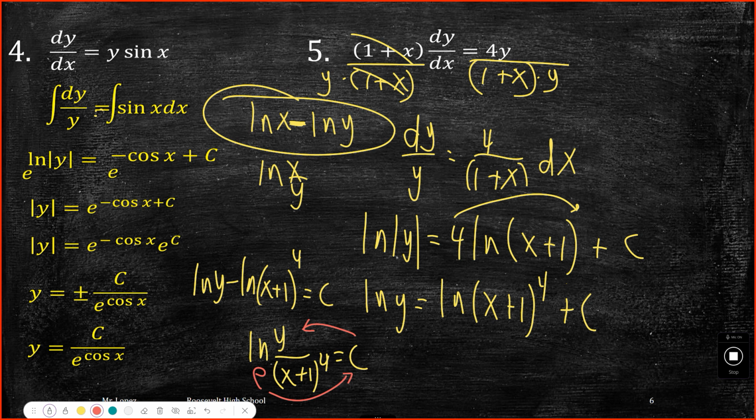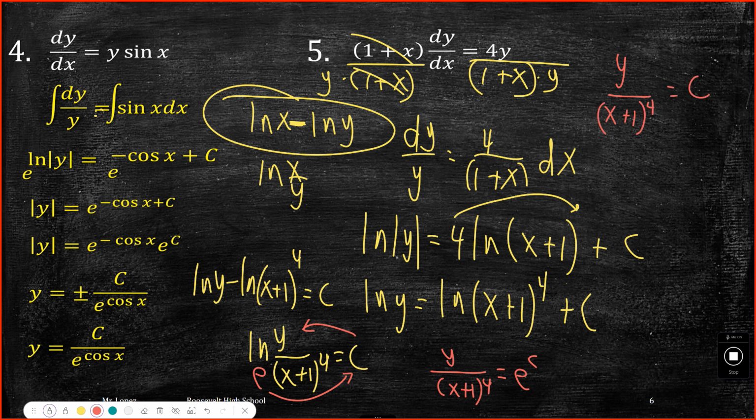I'm all over the place, but then we're going to go e to the c is equal to this, no? So it's equal to this quantity here: y over x plus 1 to the 4th is equal to e to the c. And e to the c is just a constant, no? So maybe I'm doing too much, going all over the place. Maybe we could have done this much faster. But anyways, y over x plus 1 to the 4th is equal to c.